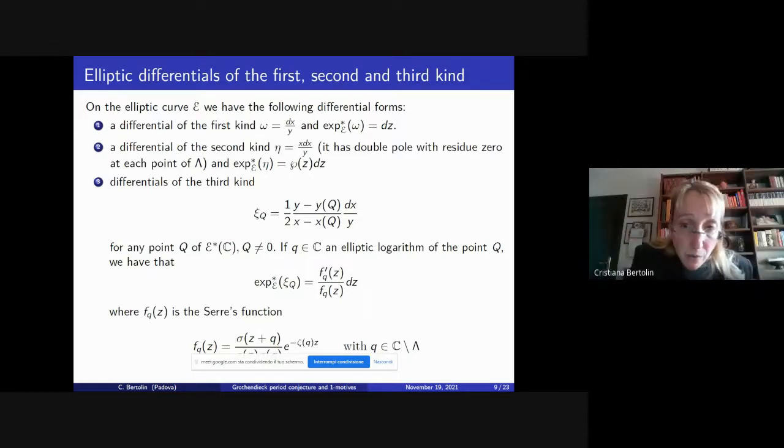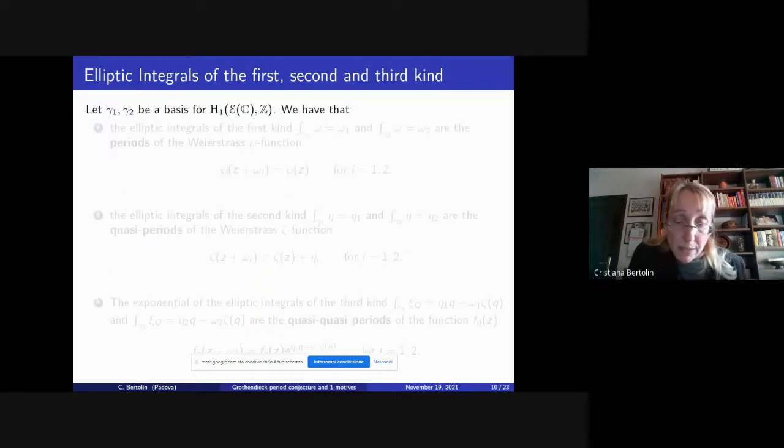But the pole, yes, you are right. The poles are the Q, the point.